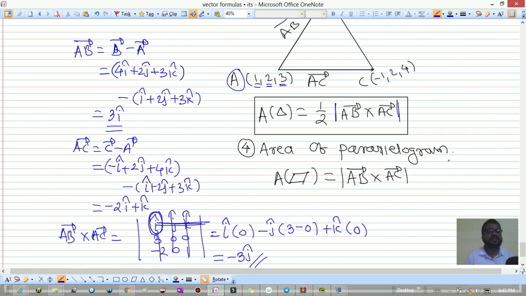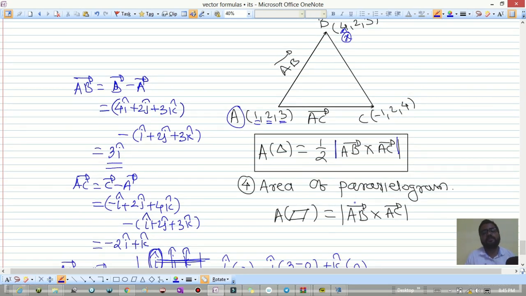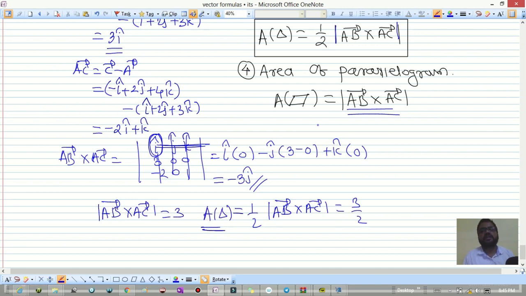So this is AB bar cross AC bar. What is the magnitude of it? AB bar cross AC bar has magnitude 3, and 1 by 2 of the magnitude of AB bar cross AC bar will give you 3 by 2. That is the area of the triangle. Likewise, you can find the area of the parallelogram by taking the magnitude of AB bar cross AC bar.